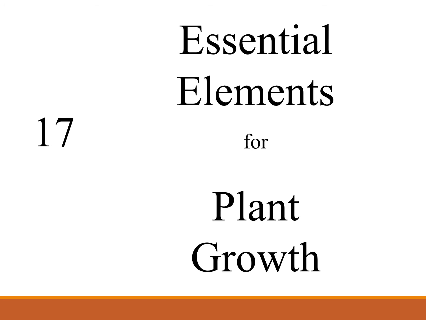So the important thing to remember is that all 17 of these elements or nutrients are essential for plant growth. Plants just can't run their metabolism. They just don't work without these nutrients. It really doesn't matter whether the nutrient is required in a tiny, tiny amount or if it's required in a large amount. They're all essential for growth.